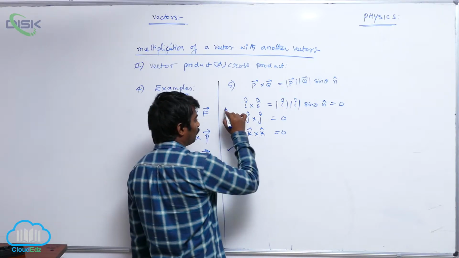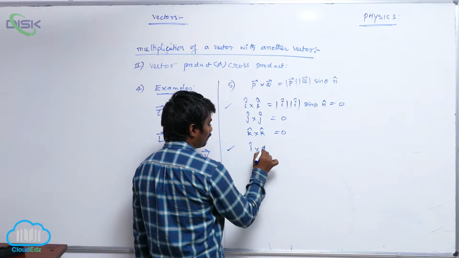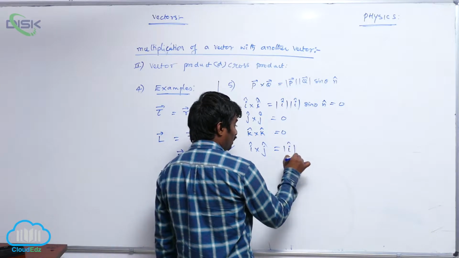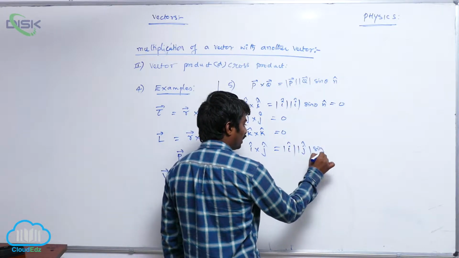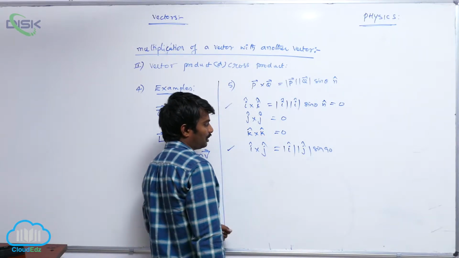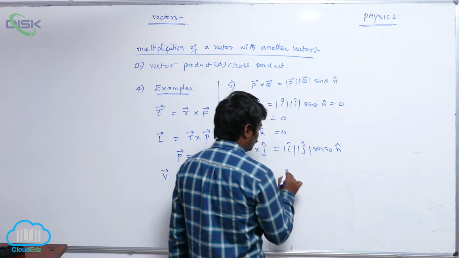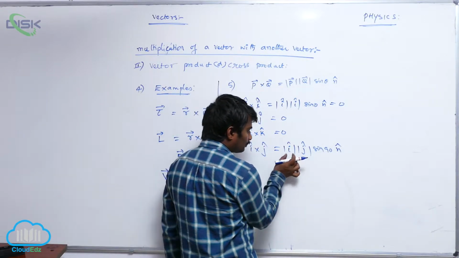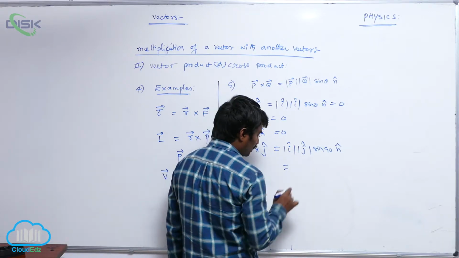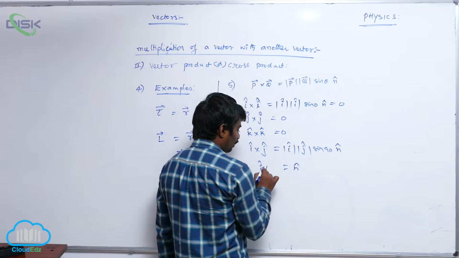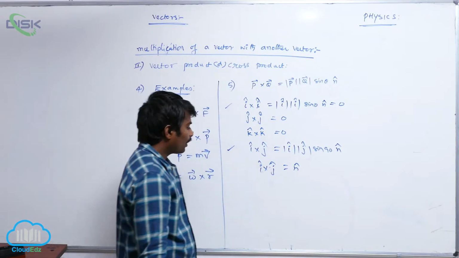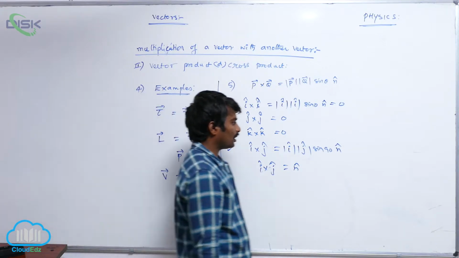Next, let me go for i cap cross j cap. So modulus of i cap, modulus of j cap, sin 90 degrees, the angle between these two vectors is 90 degrees, into n cap. That means its magnitude is 1, sin 90 is also 1. So you are getting n cap. What is n cap? It is the unit vector that is perpendicular to the plane containing i cap and j cap.